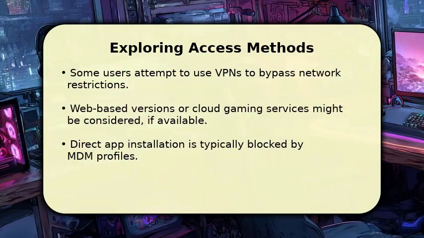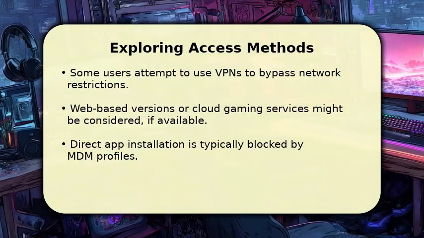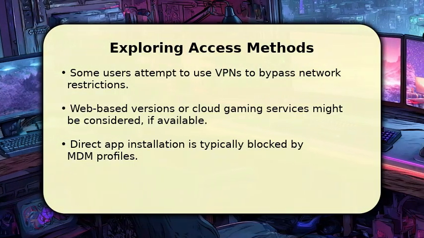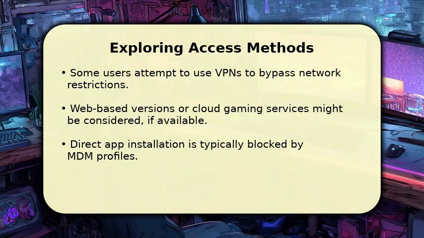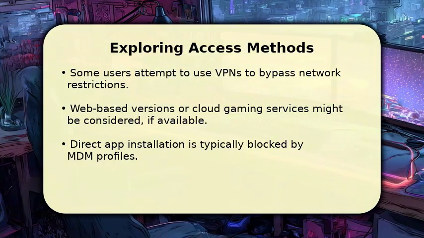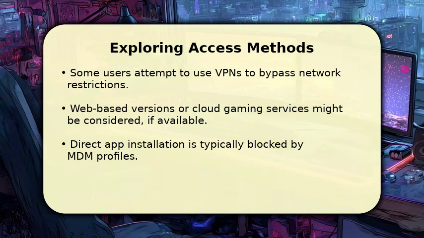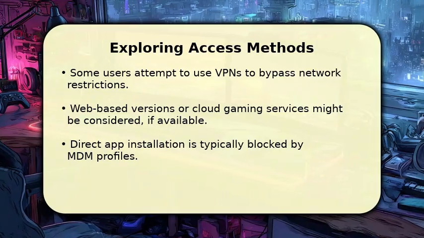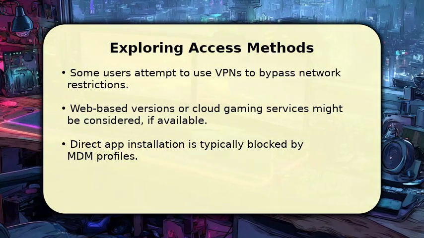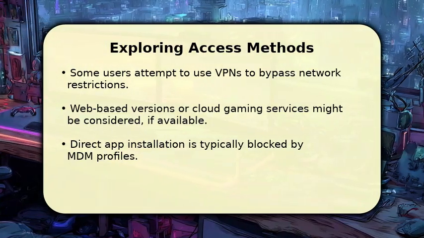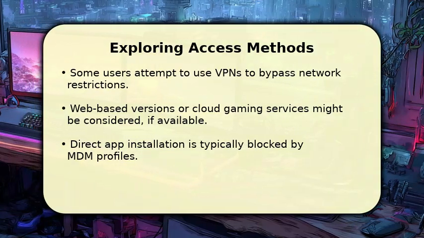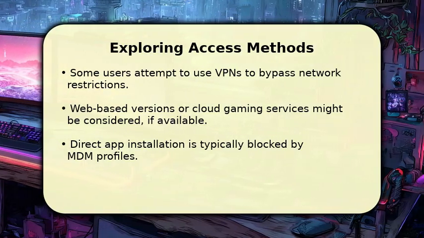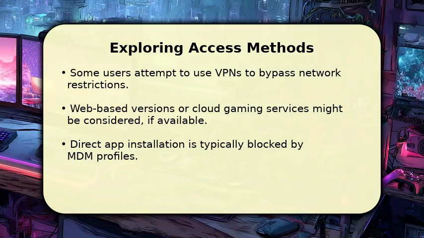While direct app installation is almost always blocked by MDM profiles, some individuals might explore alternative methods. For instance, using a virtual private network, or VPN, could potentially bypass network-level content filters, though MDM often blocks VPN installation too. Another approach might involve looking for web-based versions of games or cloud gaming services, but these are rarely available for Brawl Stars and would still require an open browser and network access, which are often restricted.